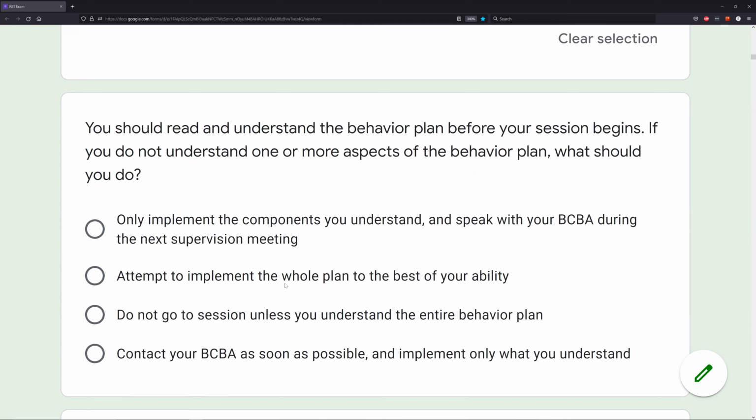This is with D. Is D going to be better than A? Let's see. Contact your BCBA as soon as possible and implement only what you understand. That's better, right? The implementation part is identical. Only implement what you understand. But why is D better? Because with D, we're contacting them immediately instead of waiting and seeing, okay? There's no time to wait, right? We need to be on it. So if you don't understand something, reach out ASAP, okay? We all have texting, we all have phone, we all have calling, we have everything, right? We're able to reach people instantly, okay? So if you don't understand something, reach out immediately. Until then, you only implement what you understand.